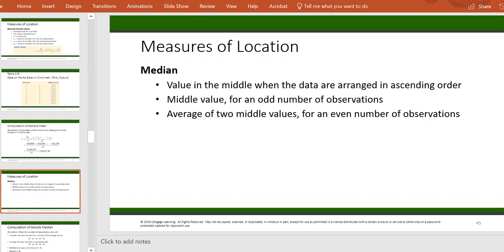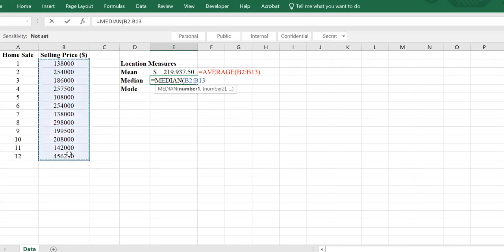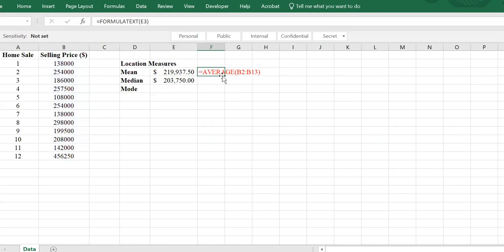Again, when it comes to Excel, you just need to use the median function. Median of a data set, and it's going to give you exactly what you are looking for. You don't have to sort the data for median. If you're using the median function, it's going to give it.